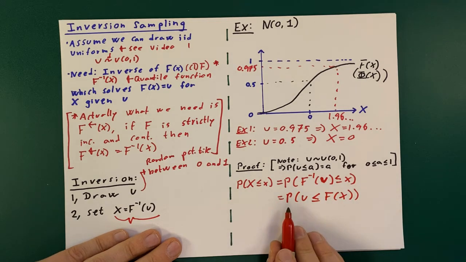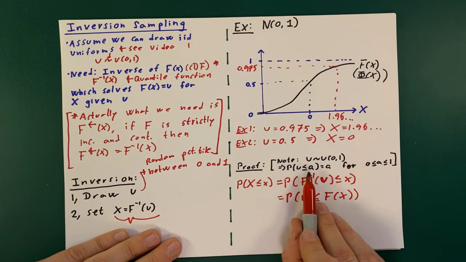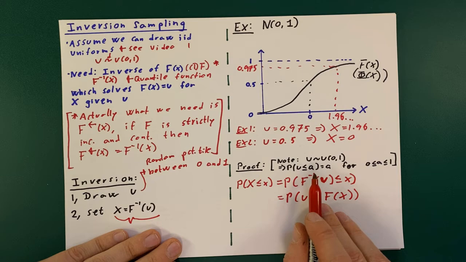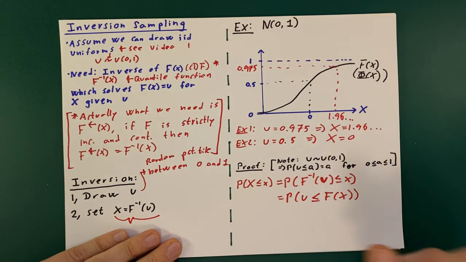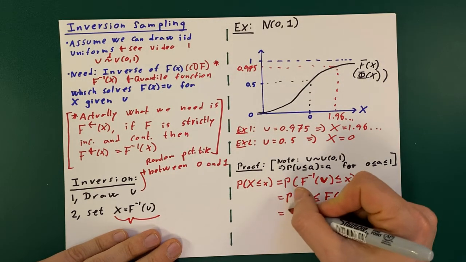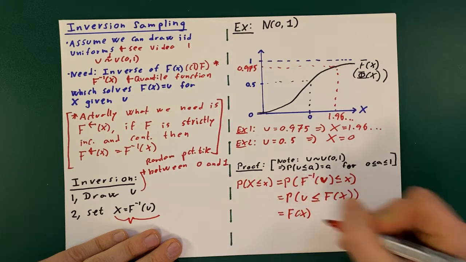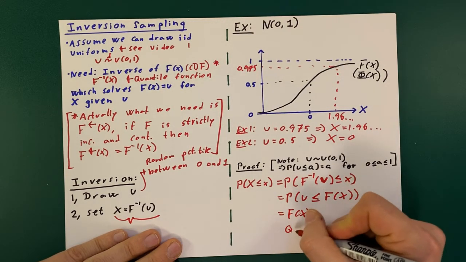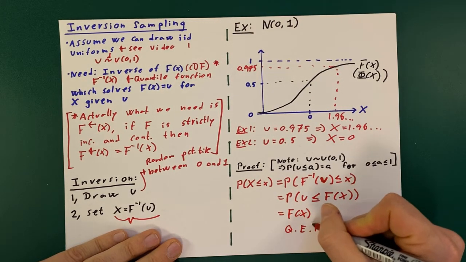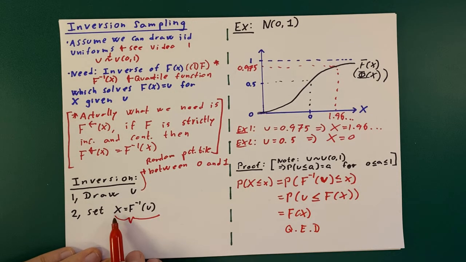Well, then we can use a little hint from before, or the standard uniform distribution's feature here, and then we get F of x. And that's the end of the proof. We've shown that the x's have exactly the distribution function that we wanted.